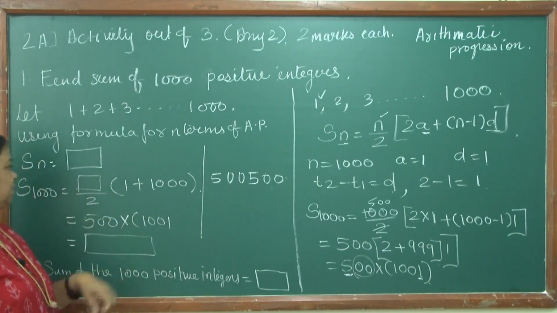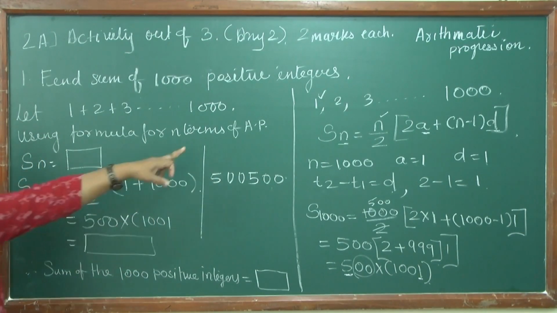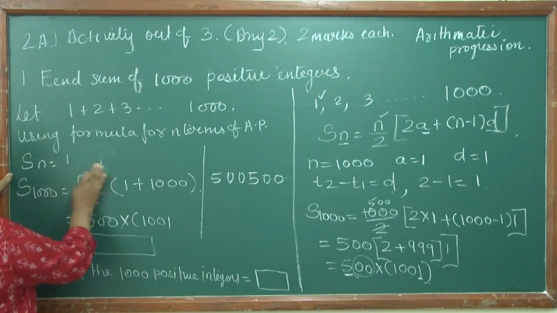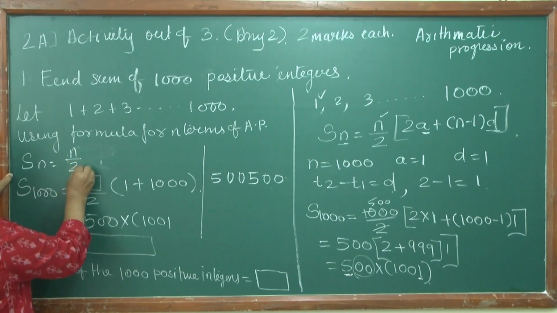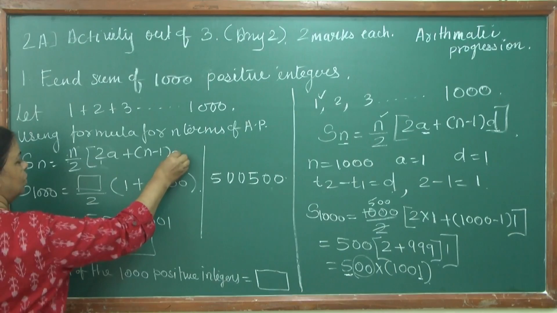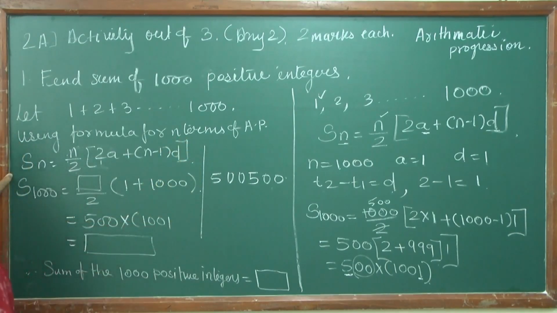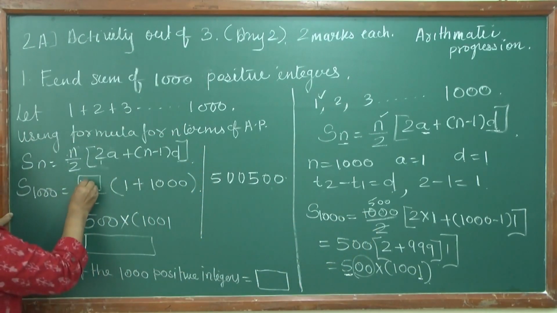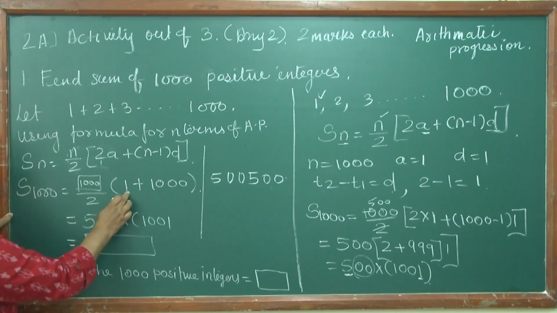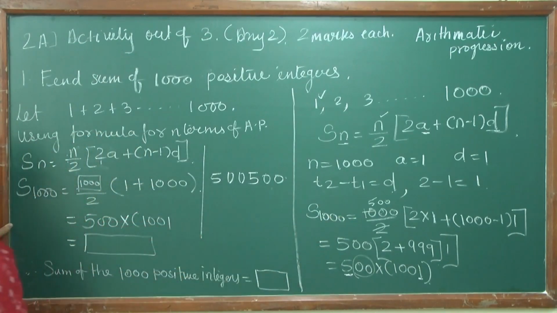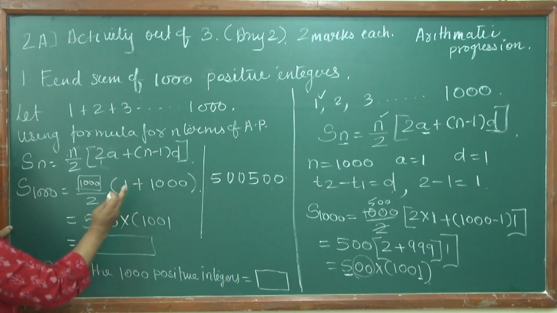Now let's do the activity. Sn is equal to n upon 2, 2a plus n minus 1 into d. So we have to write here n upon 2, 2a plus n minus 1 into d, and bracket close. Now S1000 is 1000 upon 2, 1 plus 1000, that will be after the solution. Now there is no need, directly it is done.